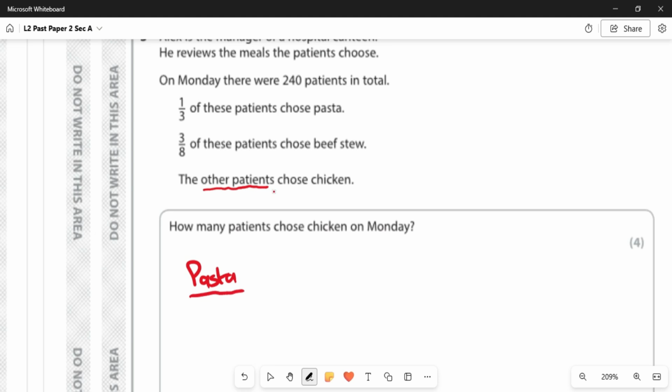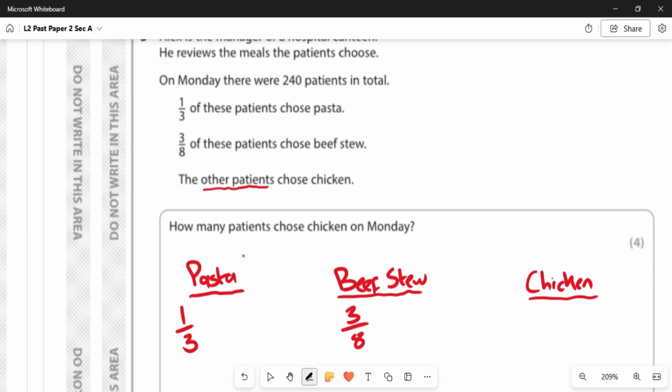Let's put beef stew here. Yeah, and chicken must be here. So it's only these 3 options, can't be anything else. So for pasta, they said we have a third. Beef stew, we've got 3/8. Chicken, we don't know. Okay, but that's the rest of the patients.